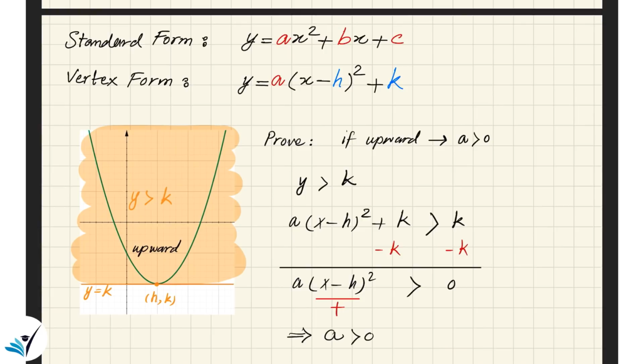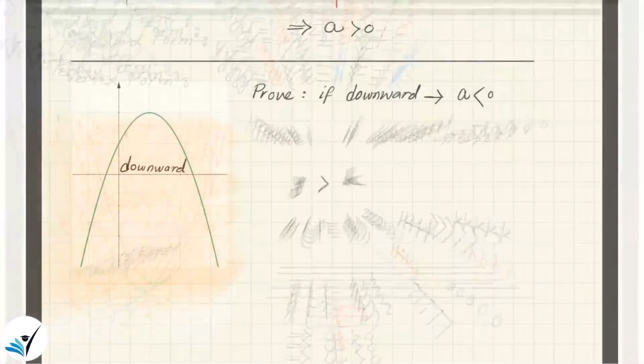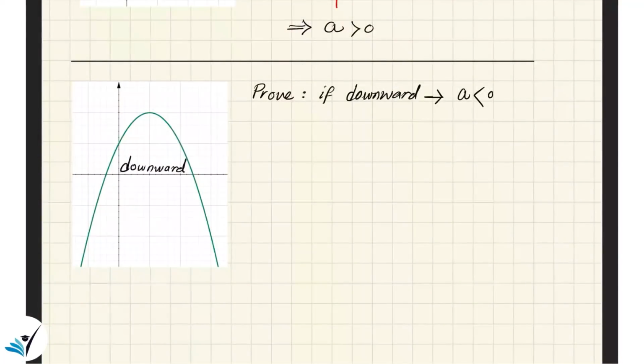And this proves that if we have an upward parabola, a has to be positive. Now let's take a look at the other case. Now we wanted to prove that if the parabola is downward, a has to be negative. We're going to use the same method as we used above.